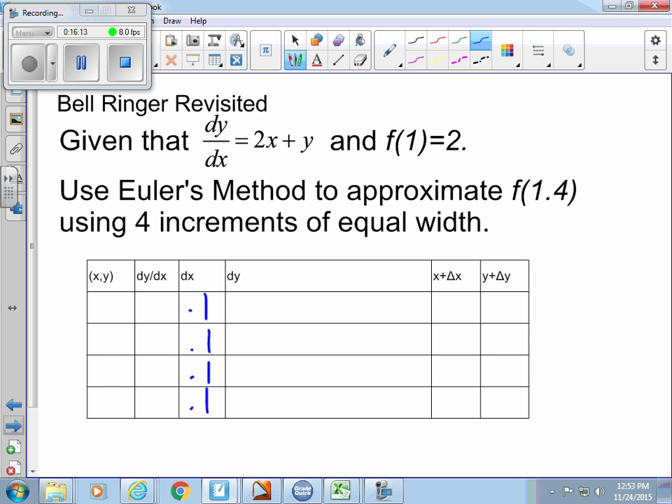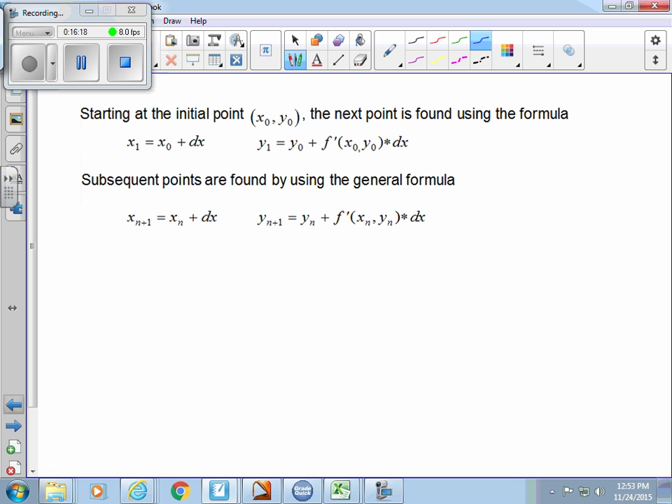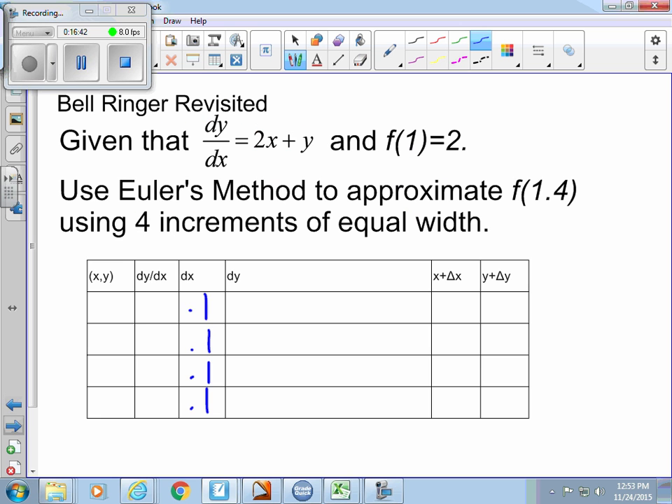Now this table really slowly breaks down what this says back here. You could just skip and find y1 and not find delta y if you wanted to. Delta y is just change in y. It's the derivative times the change in x, the slope times the x, which will just give you the change in the y. So this table kind of breaks it out probably more than you would have to. You could just skip to find a new y.